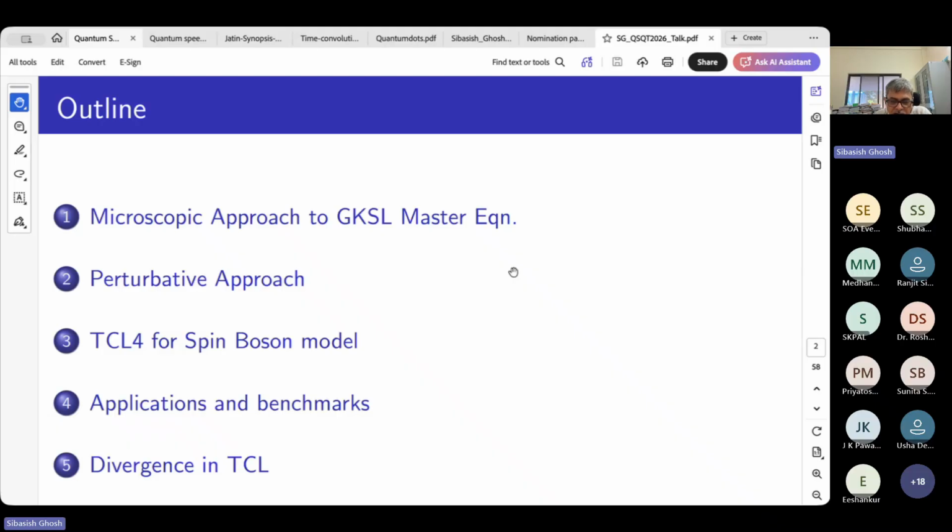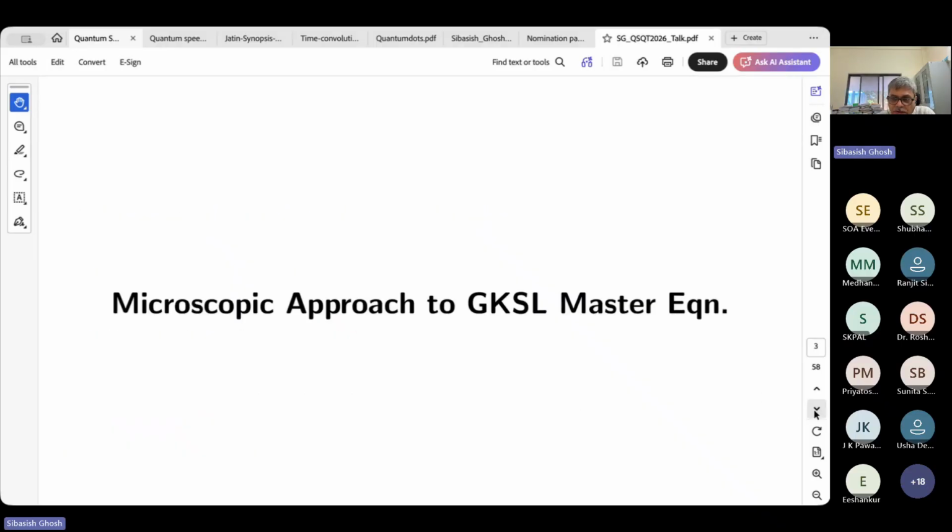So whatever we have done, how good or bad it is in terms of some existing solution, that I'll talk about. And then finally I'll talk about the divergence of the time convolutionless master equation if you go to higher orders, and then summarize.